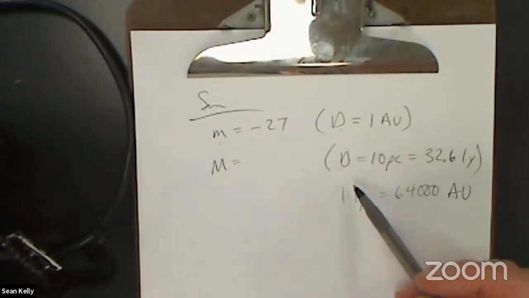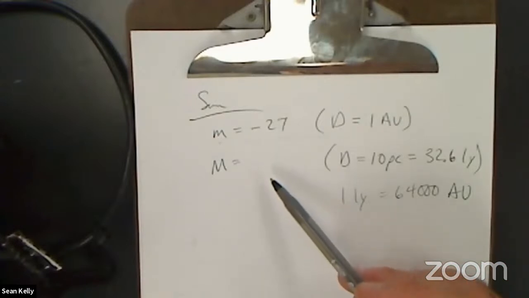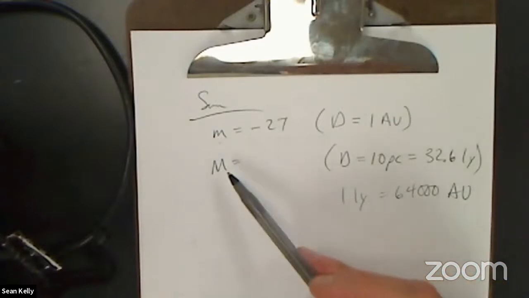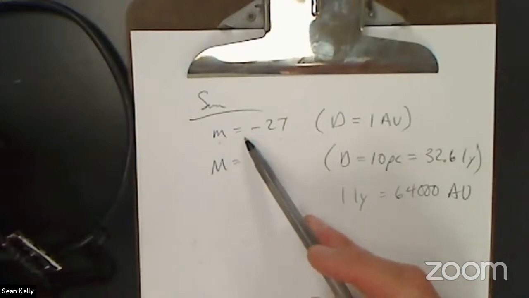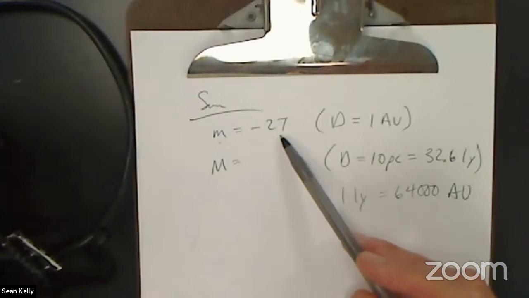The answer is, of course, it's dimmer. But what do you think? Why don't you take a guess, right? Make a guess for a second right now. What number do you think it'll become when we move it from this distance to this distance? Okay, so it's got to get dimmer.